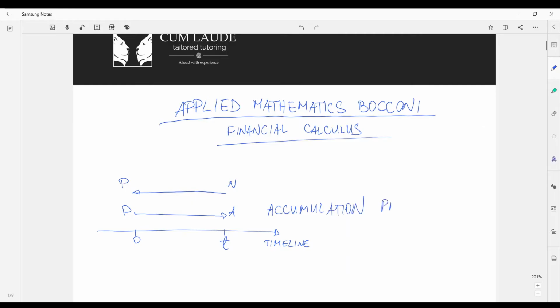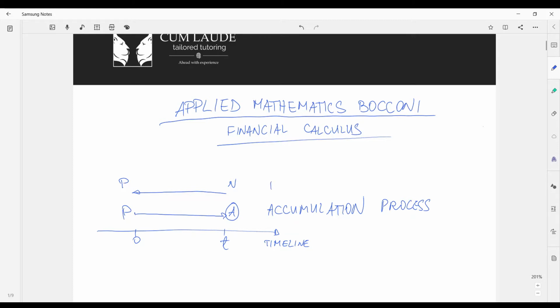The accumulation process is the one in which the main question is, if I invest today the principal P, so a certain amount of money today, how much money am I going to have in T years, so in the timeline? So the unknown is A. A is the so-called accumulated amount, also known as the final value.